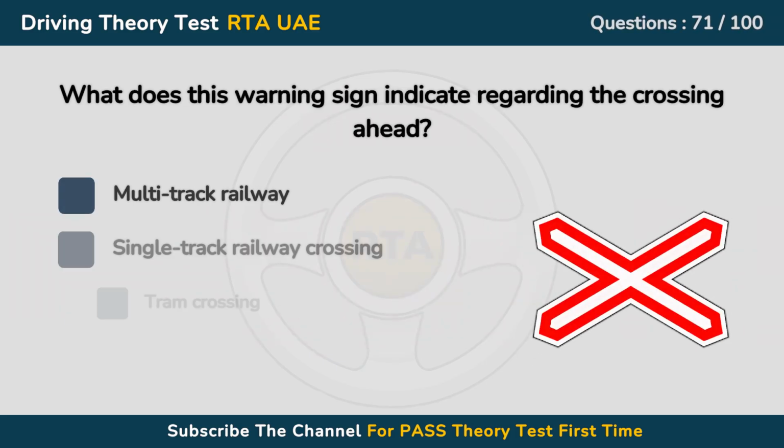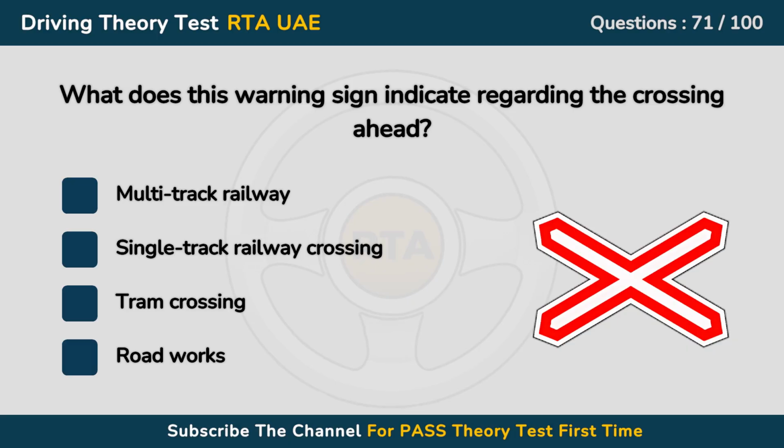Question 71. What does this warning sign indicate regarding the crossing ahead? A. Railway. B. Railway crossing. C. Tram crossing. D. Roadworks.